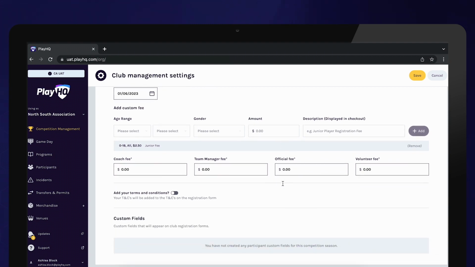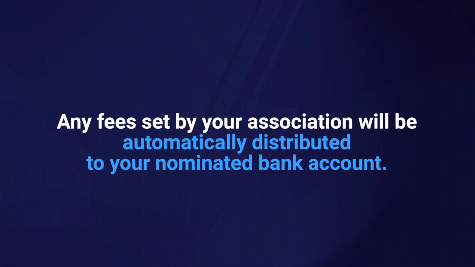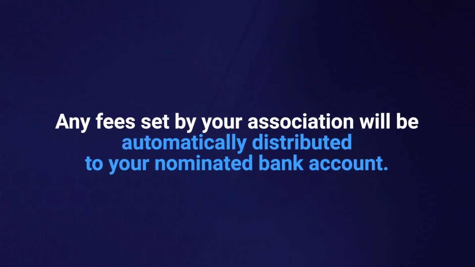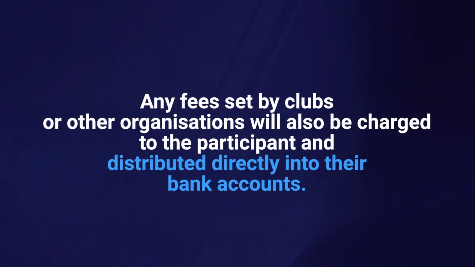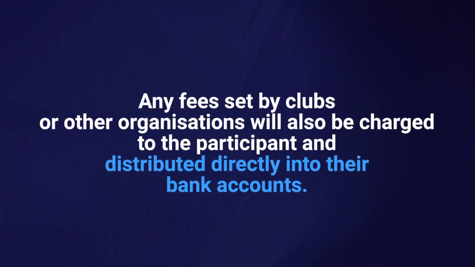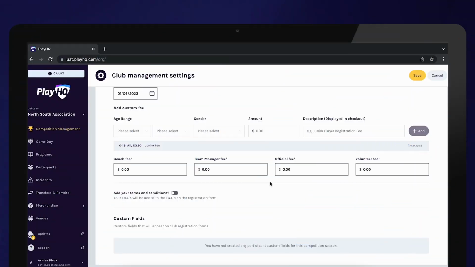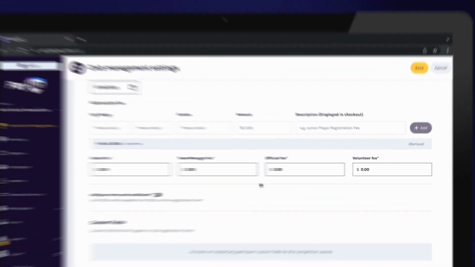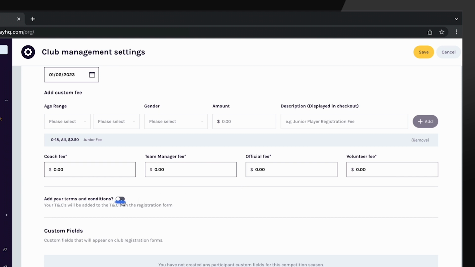You also have the option to set fees for coaches, team managers, officials, and volunteers. Any fees set by your association will be automatically distributed to your nominated bank account. Any fees set by clubs or other organisations will also be charged to the participant and distributed directly into their bank accounts. If you have added terms and conditions in your organisation details, you can select if these terms and conditions will display on this registration form. If this is toggled on, participants will need to agree to these terms and conditions before proceeding with their registration.